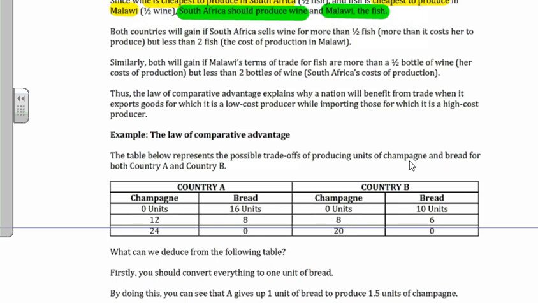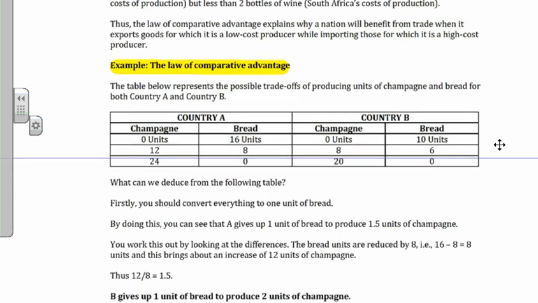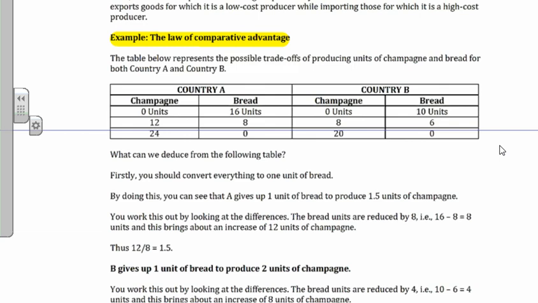Here's another little example for you. I'm not going to spend too much time on this one. It's a new example, just on the law of comparative advantage. All that it shows you over here, guys, and I'll just do one of them with you, is this: let's look at country A. If they produce 0 units of champagne, then they can produce 16 units of bread.